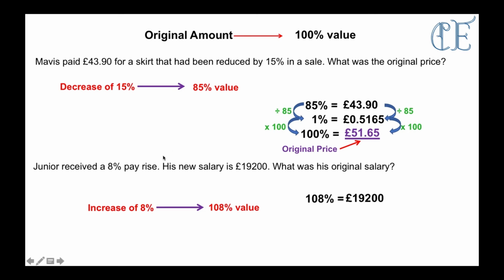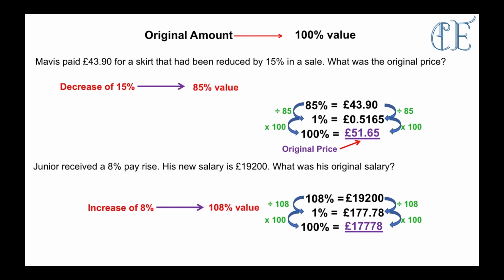So in this case, we're doing an increase. Here we did a decrease, so we took it away. Here, because it's an increase in his salary, we add it on. So 108% of the value is 19,200. So we can divide by 108 to find out what 1% is. 1% is £177.78. So now if I times that by 100 to give me 100%, I know that his salary was £17,778 before the increase.